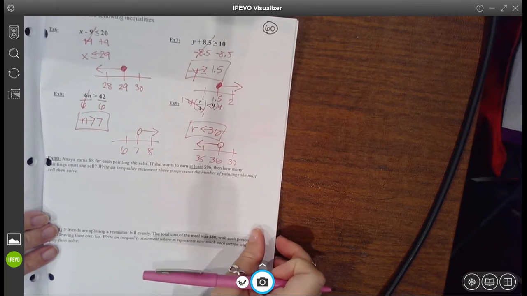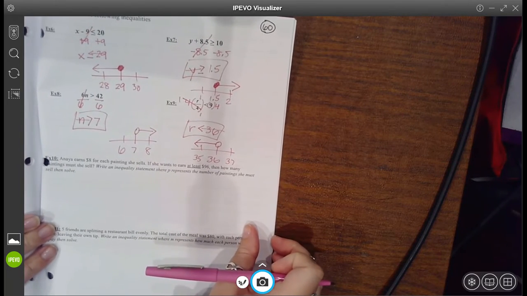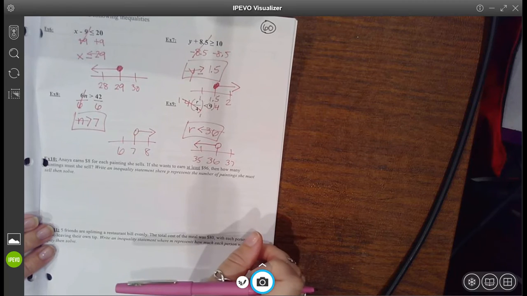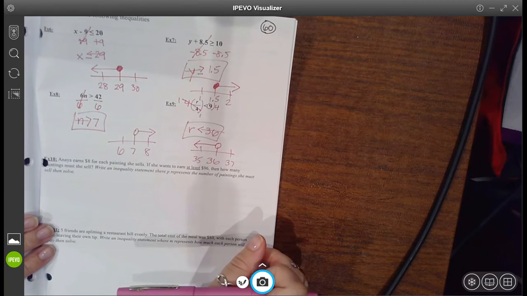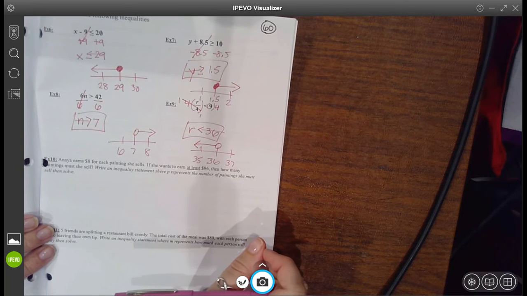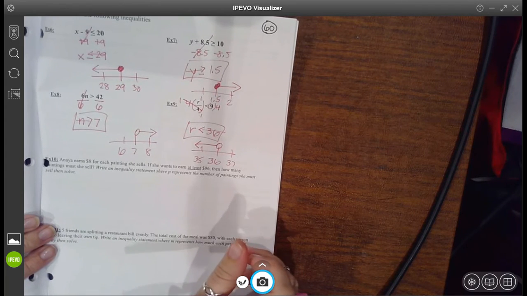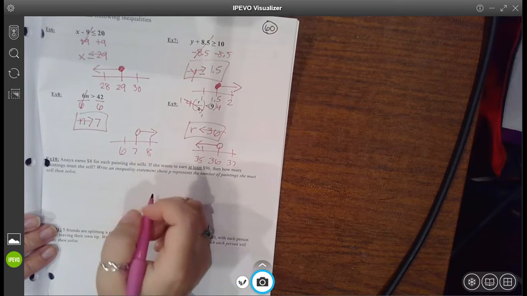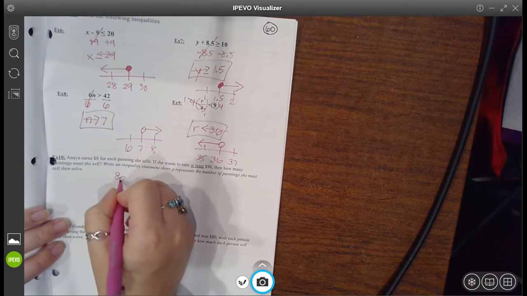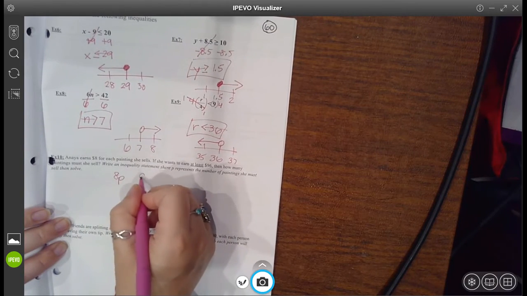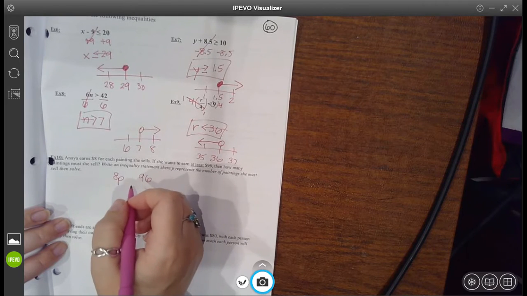Now let's actually try to write inequalities for word problems. It says, Anya earns $8 for each painting she sells. If she wants to earn at least $96, then how many paintings must she sell? Write an inequality statement where P represents the number of paintings she must sell, then solve. So she makes $8 per painting, and then she wants to make at least 96.